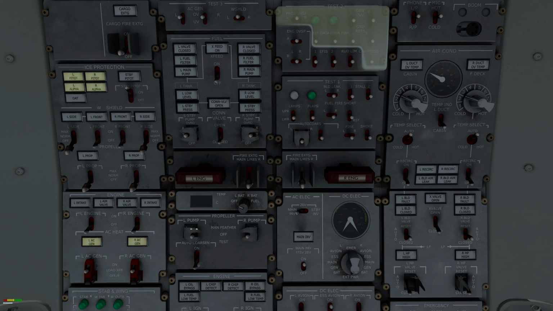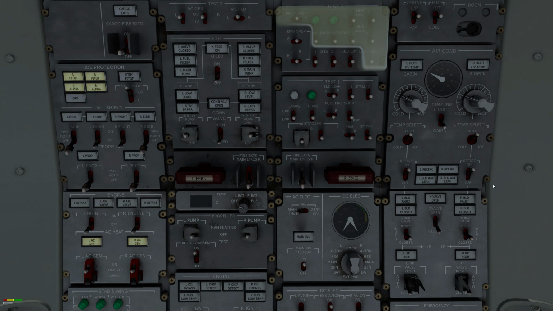Set when OAT, SAT is 5C or below with visible moisture present. We're perfectly fine for that in this temperature. Auto coursing is on. Where is auto coursing again? There it is. Auto coursing on, air conditioning pilot set checked. Looks good, I don't see any issues there.